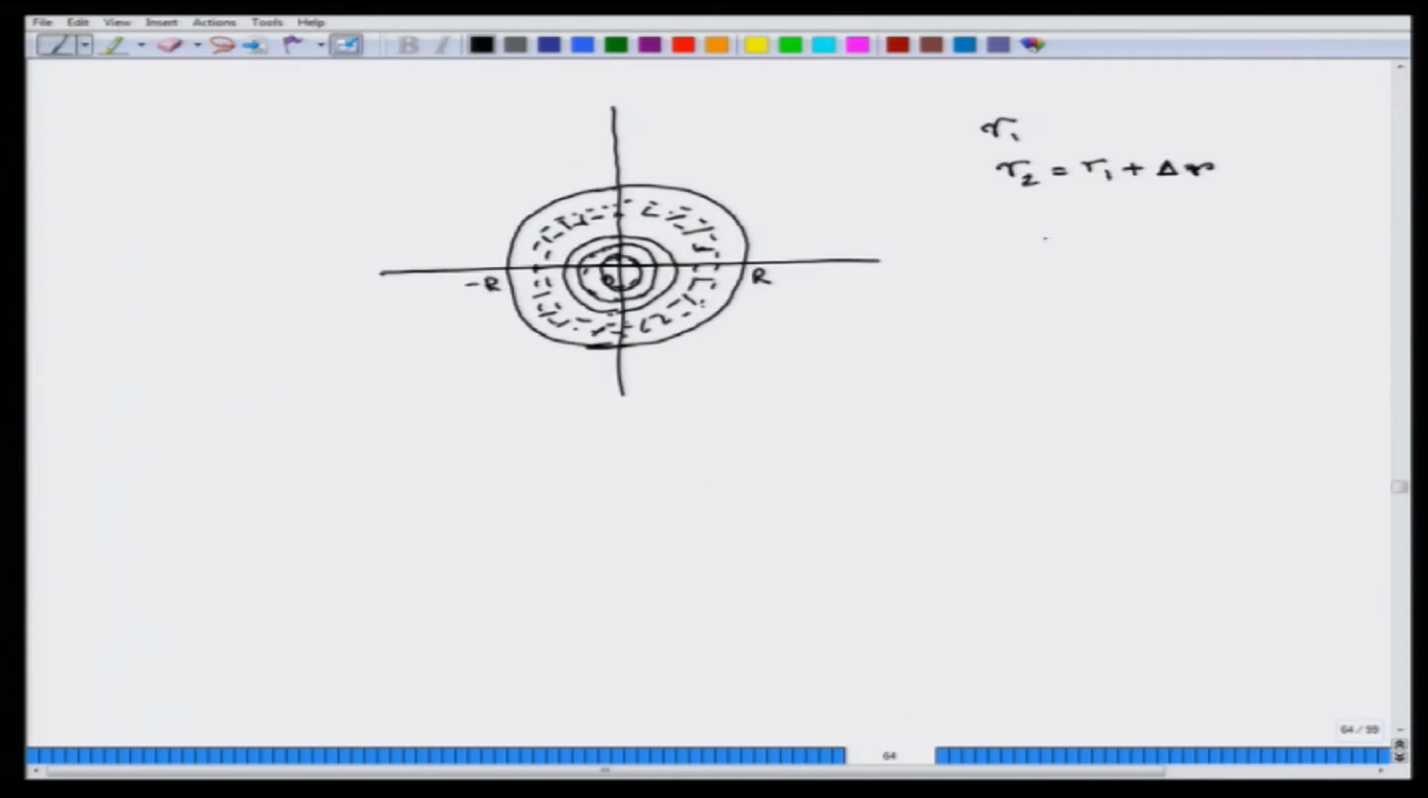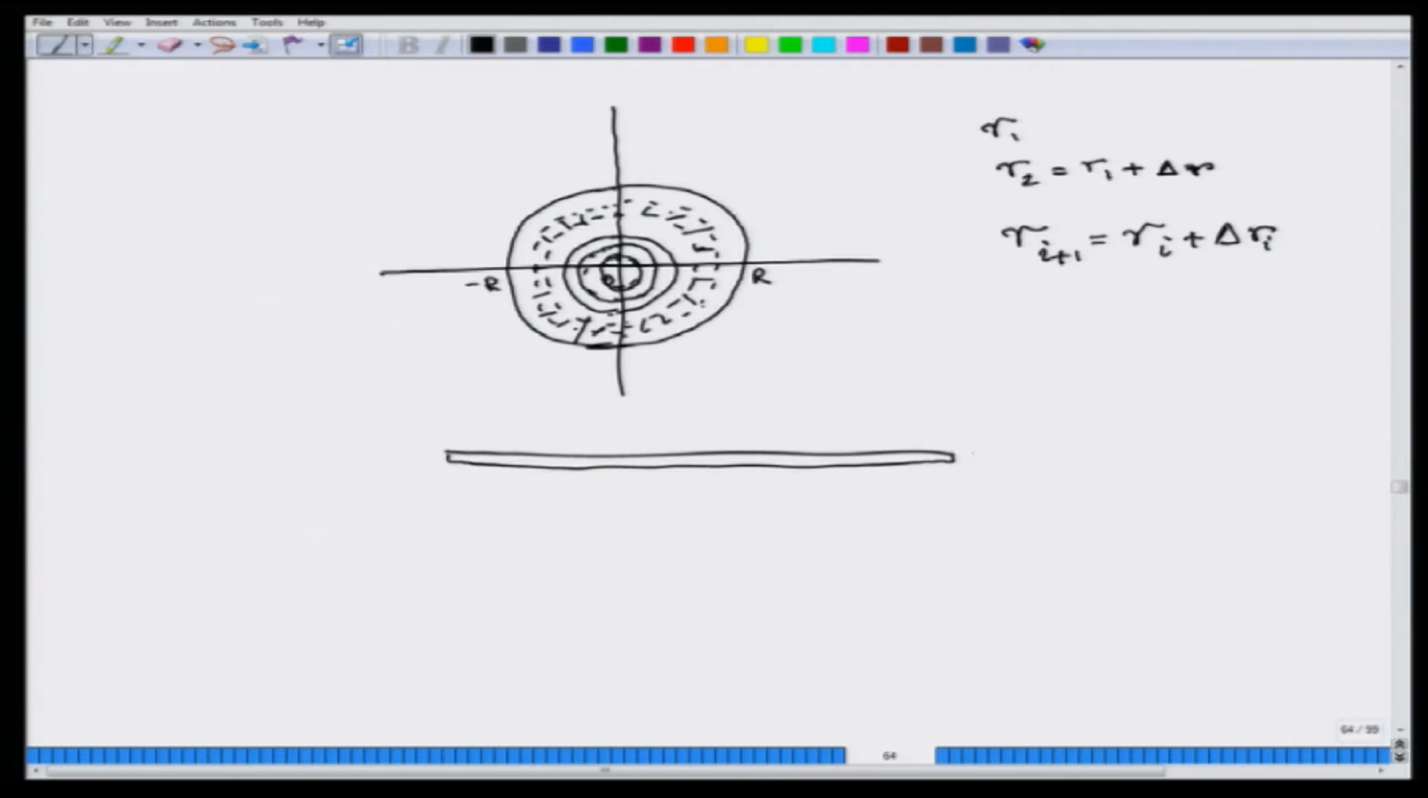So r i plus 1 is r i plus delta r i. So, this difference between r i plus 1 and r i is really small. So, what I can do is cut this particular strip here, and once I cut it, I can open it up like this.